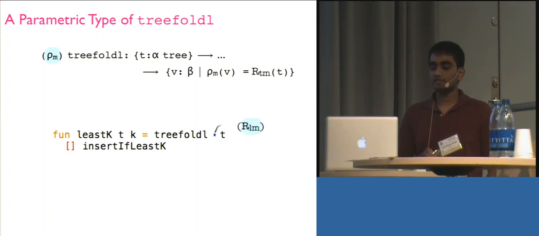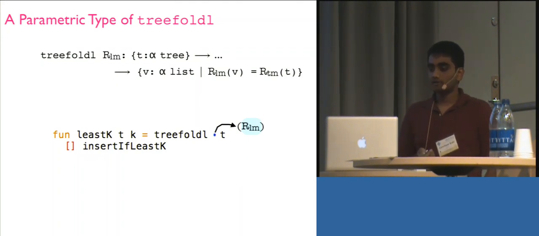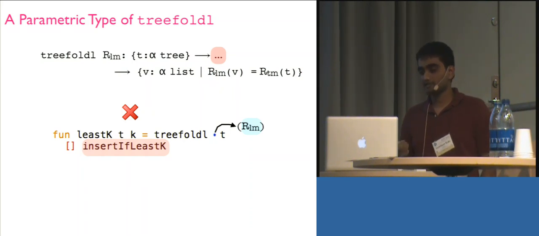On the other hand, if you try to instantiate the relational parameter to treefold with the list membership relation in the least k function, the resultant instantiated type would not type check the higher order argument treefold, and as a result, it rightfully denies us the invariant which asserts that the set of elements in the result list is the same as the set of elements in the input tree.